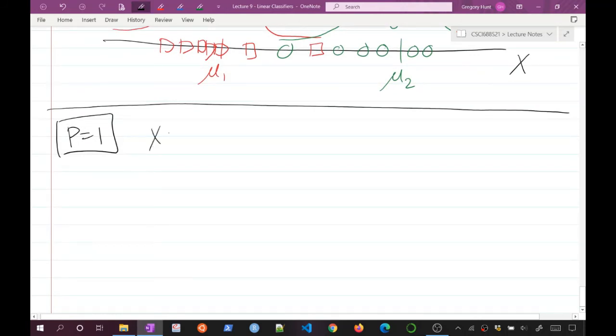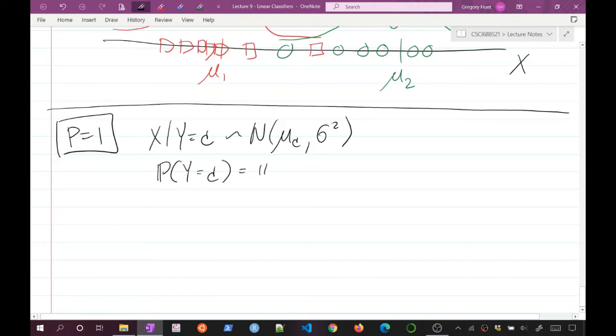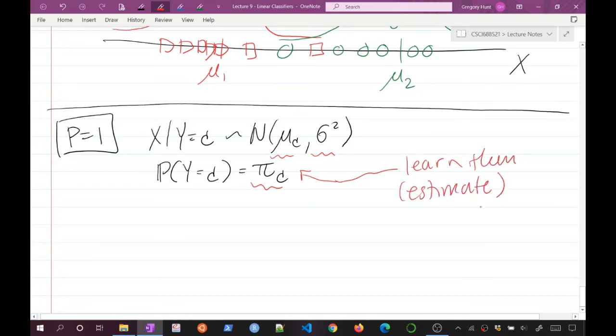So let's just write it down. X given y is equal to class c is normal mu c, sigma squared, and the probability that y is equal to c, we're just going to call that pi c. So we have a couple of unknown parameters. We don't actually know a priori what mu is, what sigma squared is, or what the pi's are. Here's the word: we're going to learn them. Or you could say estimate them. Estimate is such an old-fashioned word. We're going to learn them these days, right? From training data.